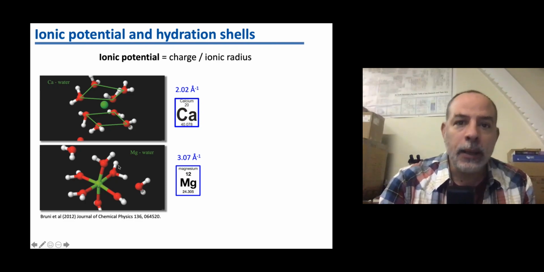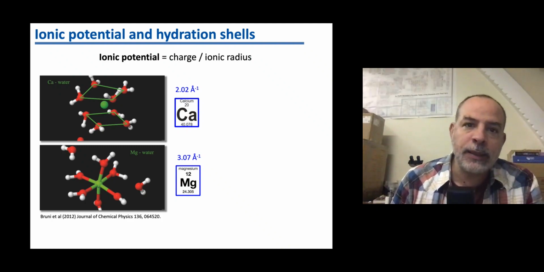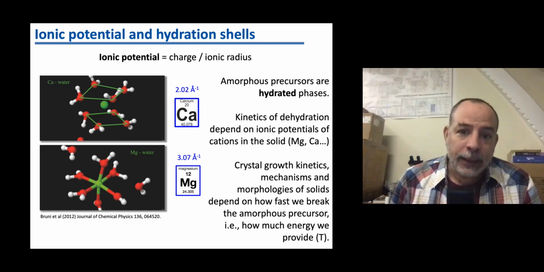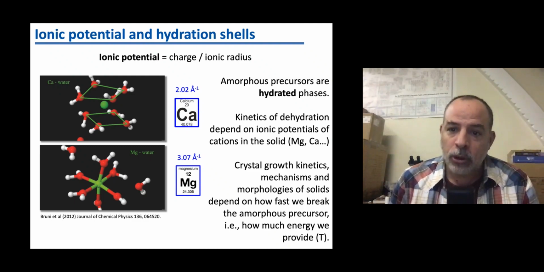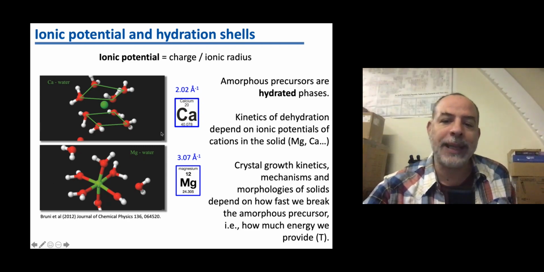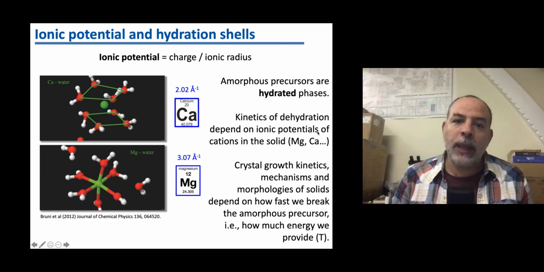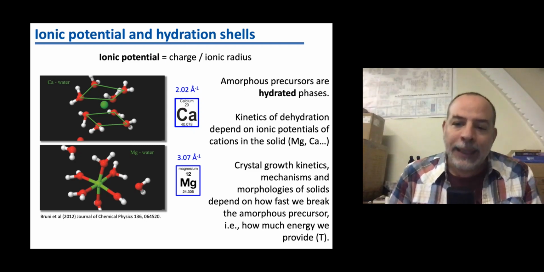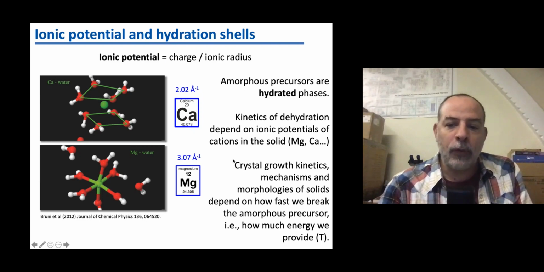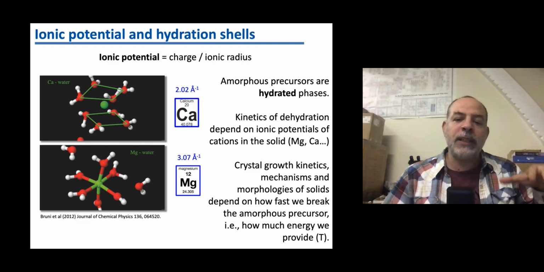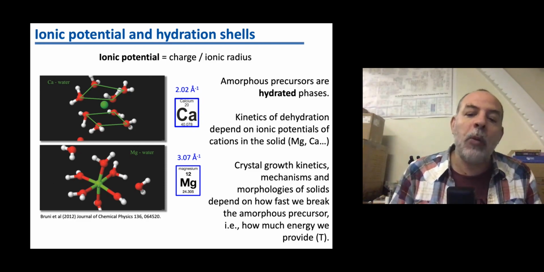And this is exactly linked to amorphous phases. Amorphous phases are hydrated compounds. For example, amorphous calcium carbonate has 1 mole of water per mole of calcium carbonate. And therefore, as the cations are surrounded by water molecules, the kinetics of dehydration of the amorphous phase will depend on the ionic potentials of the cations in the solid. So they are not going to behave the same way if they contain calcium only or calcium and magnesium. And because of that, the kinetics of crystal growth, the mechanisms of growth and the morphology of the solids will depend on how fast this amorphous phase breaks down, or in other words, on how much energy we can provide.